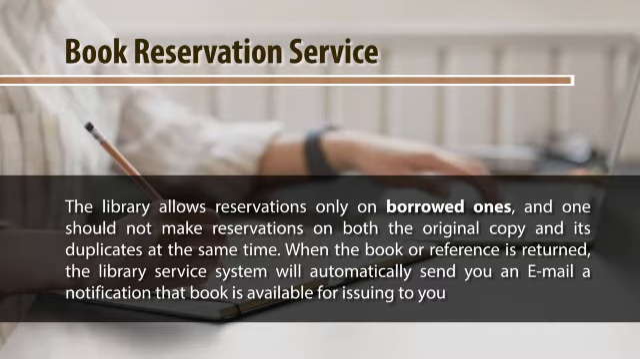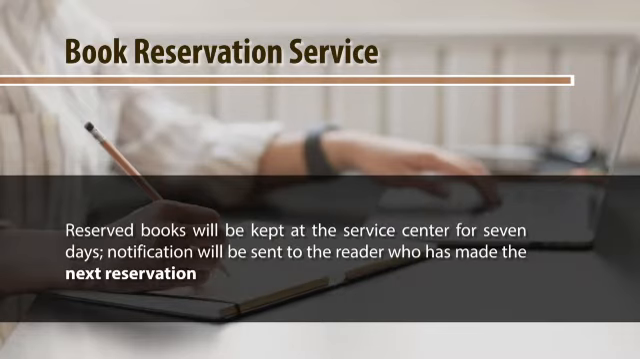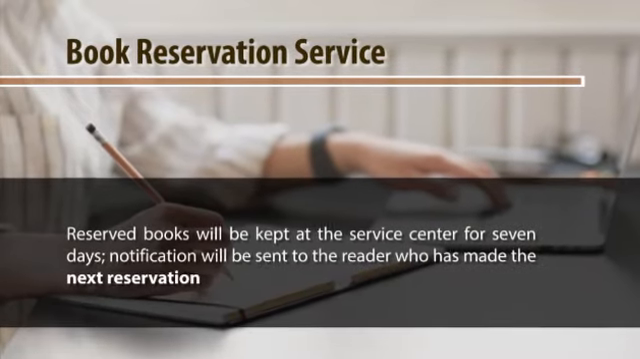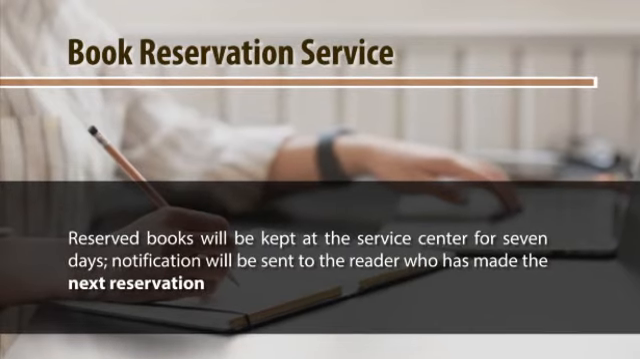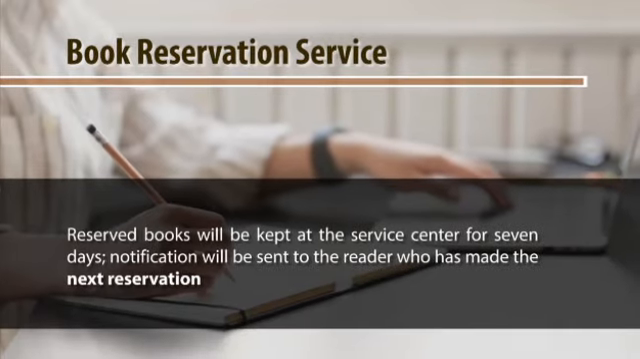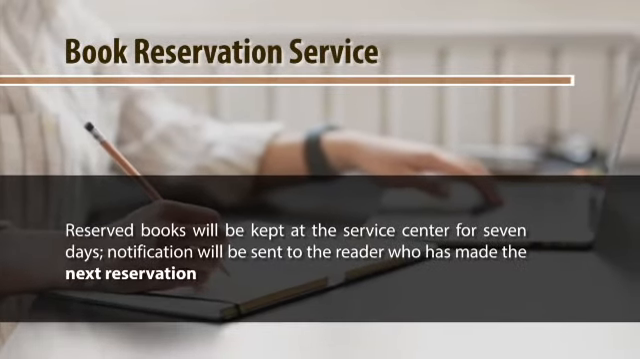Reserved books will be kept at the service center, basically at the circulation section, for 7 days. Generally, that is the period defined by most libraries, but it can vary. A notification will be sent to the reader who requested the reservation. If he or she doesn't turn up for the reserved book, it will be given to the next person who has reserved that particular item. So this is how reservations are done in libraries.